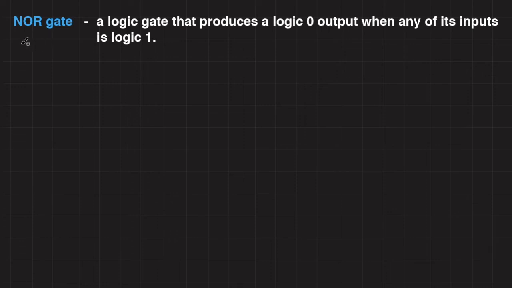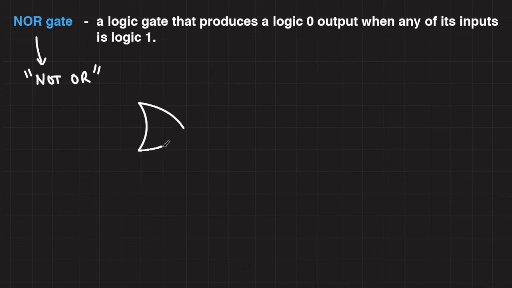The NOR gate, or NOT OR gate, is a logic gate that produces a logic 0 output when any of its inputs is logic 1. A NOR gate can have two or more inputs, and the NOR gate, just like the NAND gate, is also a universal gate because the AND, OR, and NOT gates can be implemented in terms of the NOR gate.